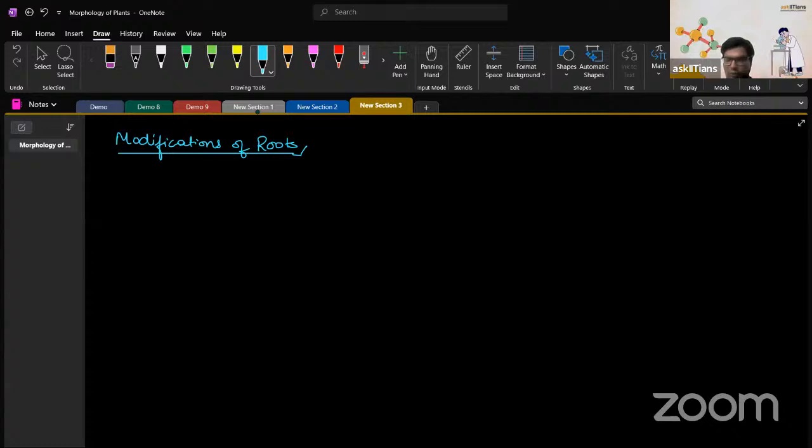So here, the roots of the plant are going to change their shape and structure in order to perform a function other than anchoring or absorption of water and minerals, right? Now, the first modification we should see is the modification of roots for support. The modification can be there for support. It can be there for food, like I told you, the carrot. It can be there for respiration, the pneumatophores that I told you about, in Rhizophora. So yes, that's that.